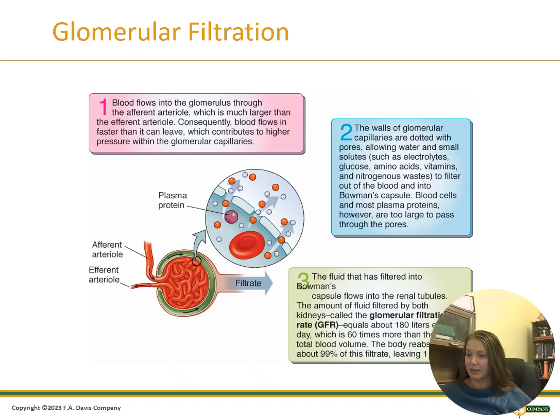About 99% of this is reabsorbed, leaving only 1 to 2 liters of urine daily. So in short, blood pressure drives filtration, small solutes and water enter into the Bowman's capsule, and then most of the fluid is reabsorbed, and what's not comes out as urine. Okay.